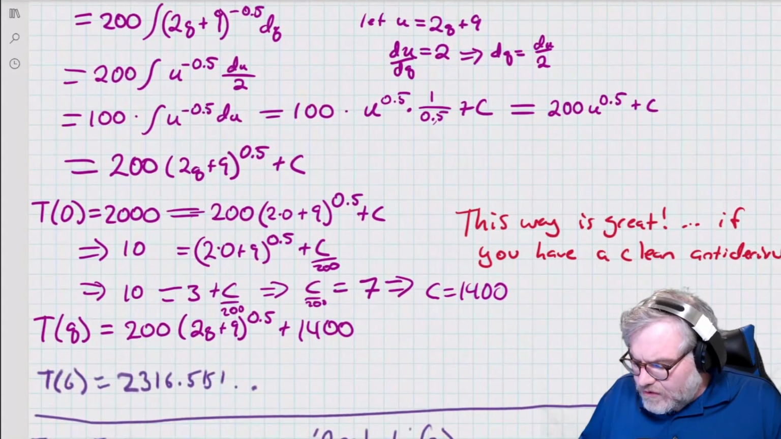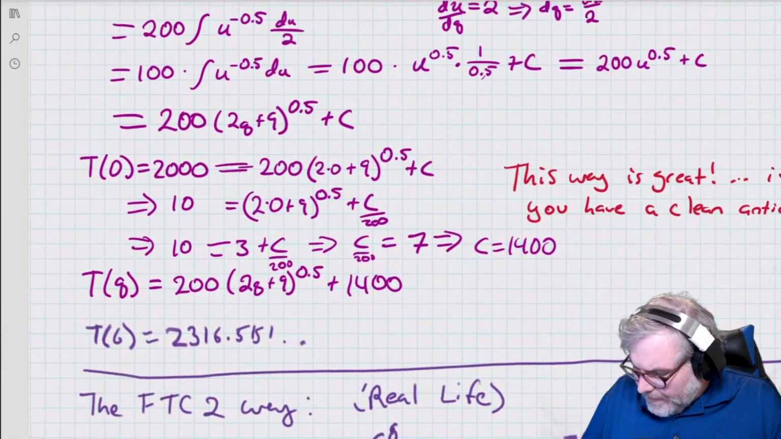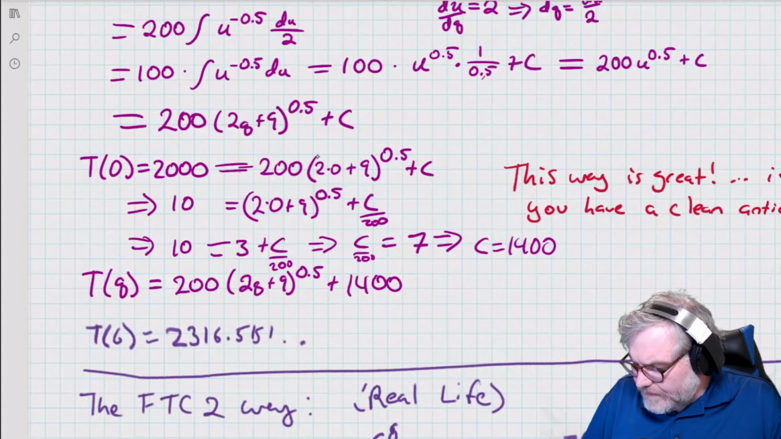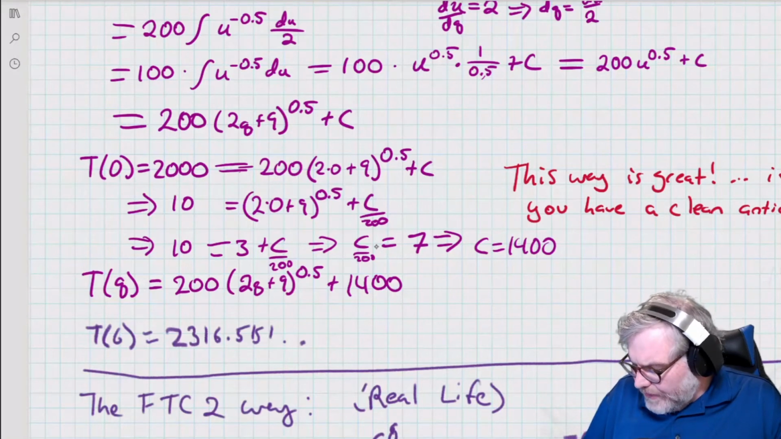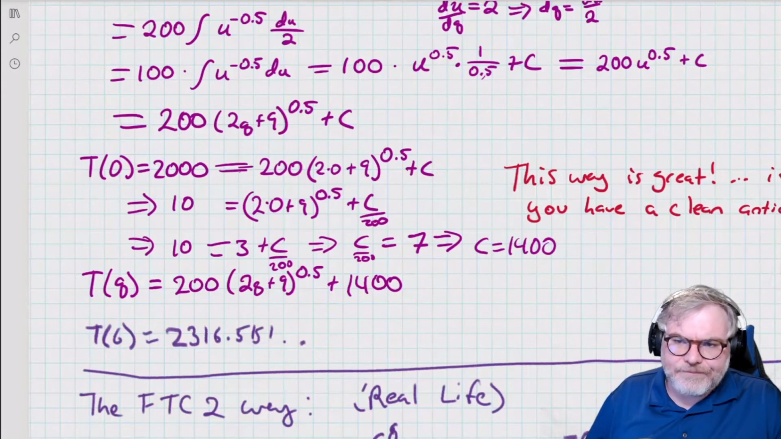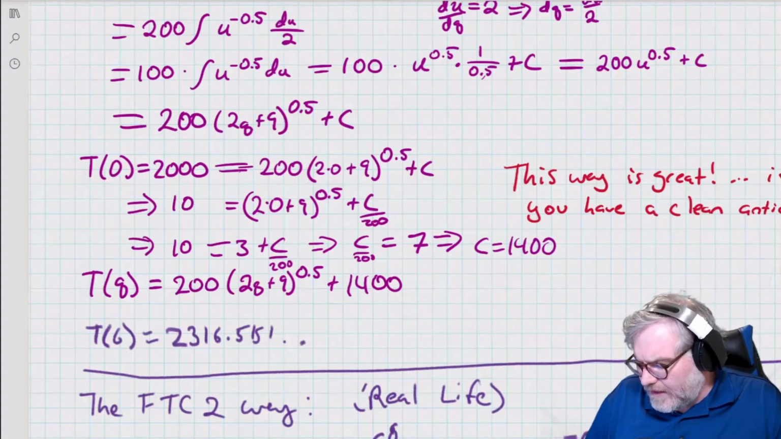All right, now I need to solve for my constant. So I've got T(0) equals 2,000, which means that I'm going to wind up with 2,000 equals 200 times (2 times 0 plus 9) to the 0.5 plus C. Now I'm going to divide through by 200, do a little math, and I wind up with C over 200 equals 7. Multiply the 200 over there, and I wind up with a constant of 1,400. Okay? So this then becomes my equation for T(Q).